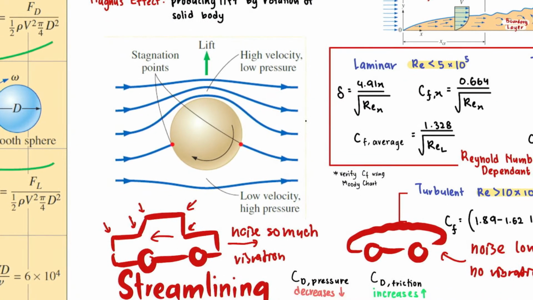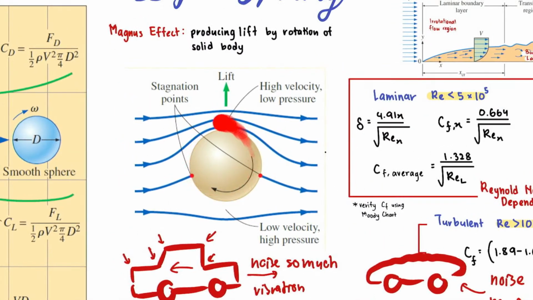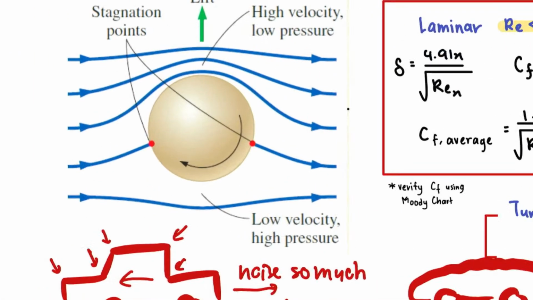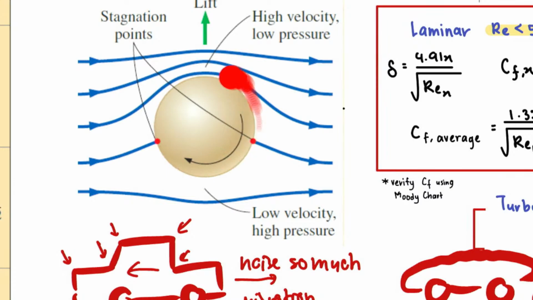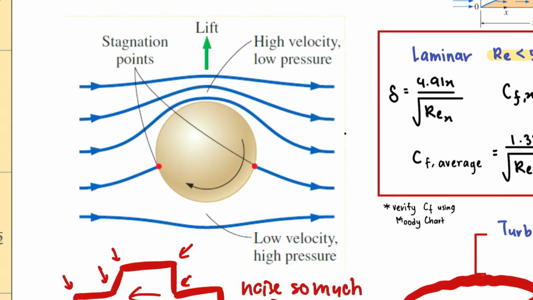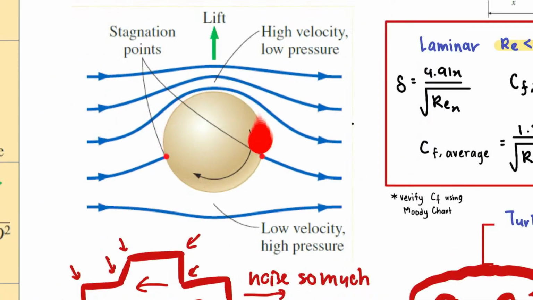So why would it generate lift by spinning? Why does it generate lift? Okay, because when you rotate a body, it will directly affect the velocity of the flow over the body. Okay, like this. Let me explain. Sabar.